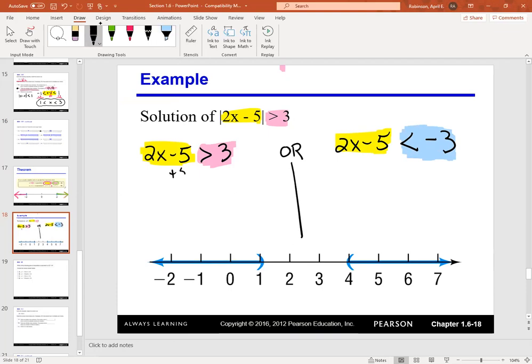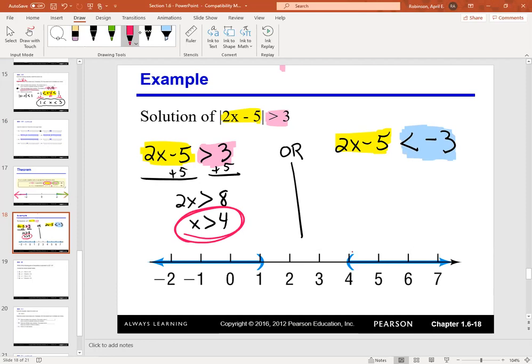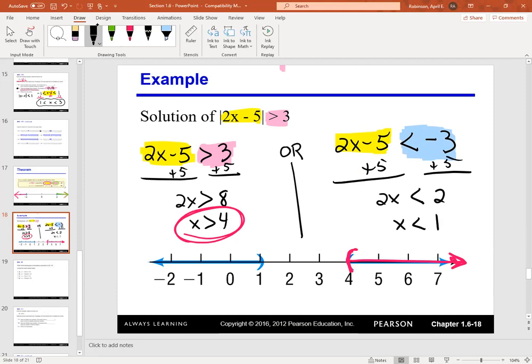On this one, I would add 5 to both sides. That cancels. I get 2x is greater than 8, and then 2 goes into 8 4 times. So for this one, x is greater than 4. That's this, starting at the 4 and going in the greater than direction. And then over here, I'd add 5. That cancels. Negative 3 plus 5 is 2. 2 divides into 2 one time. So this one is less than 1, which is this direction.